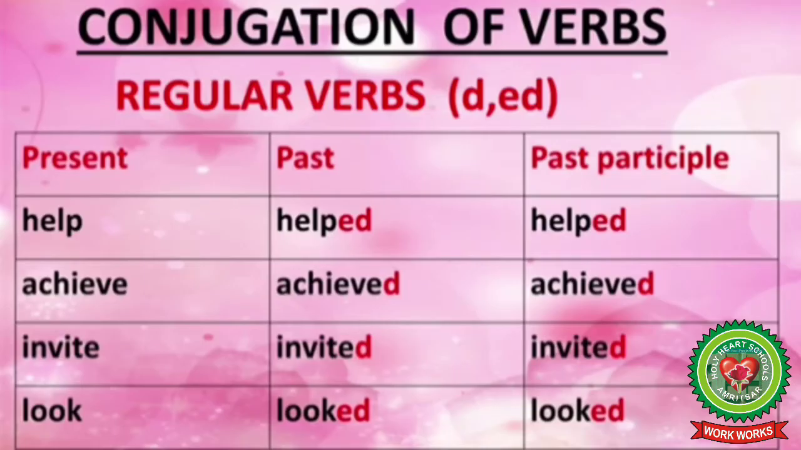Now we will discuss conjugation of verbs. First of all, we will discuss regular verbs when we add d or ed to the main verb. Students, we have three forms of verbs. First one is present form of verb, second is past form of verb, and third is past participle form of verb. Number 1, help. Help is the present form of verb.